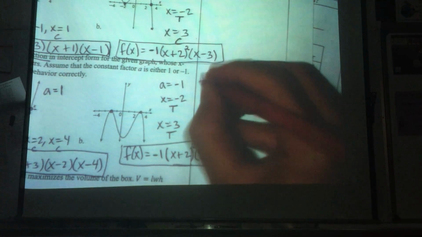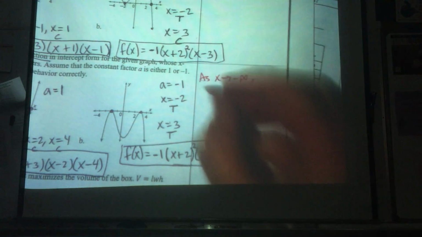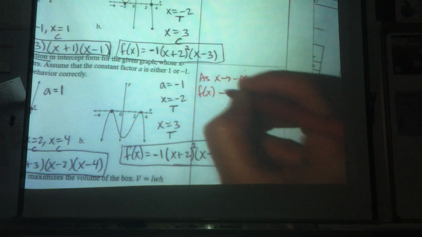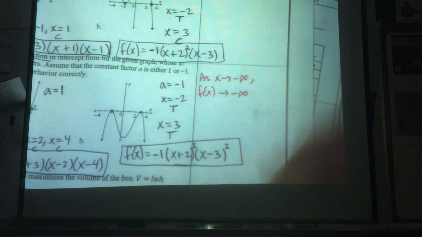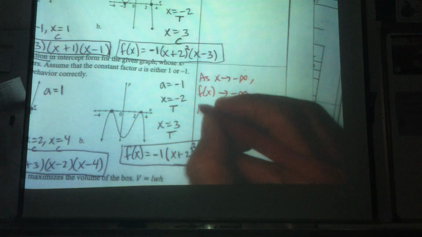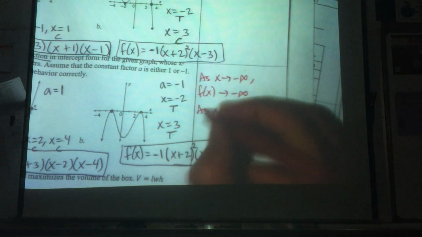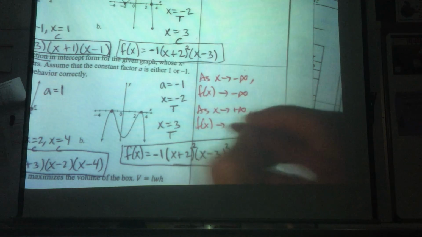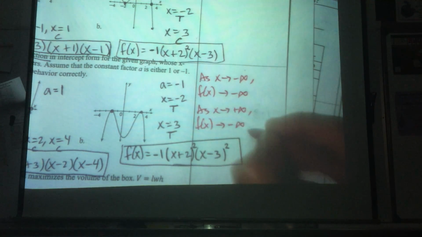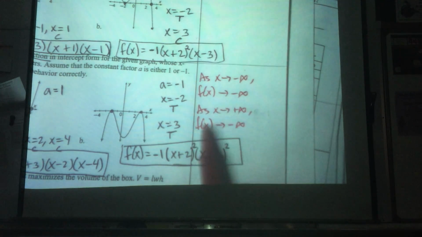I'm going to write, as x approaches negative infinity, that means left, f of x approaches negative infinity, that means down. On the left, it's going down. Now on the right, as x approaches positive infinity, that means right, f of x approaches negative infinity, that means down. On the left, it's going down. On the right, it's also going down.